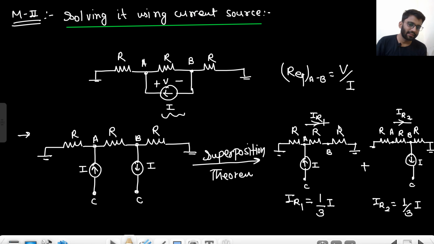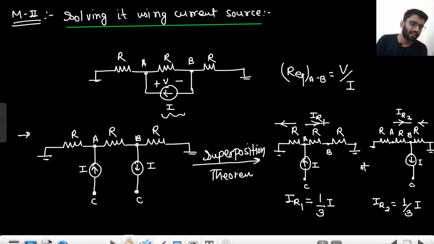And in this circuit, some current will be coming here, some current will be going here. And in this circuit, some current will be coming from here. But we are considering this current. Higher the resistance, lesser the current. So here we have 2R resistance, R and R in series. So lesser current will be there. So 1 upon 3, 1 upon 3 into I.